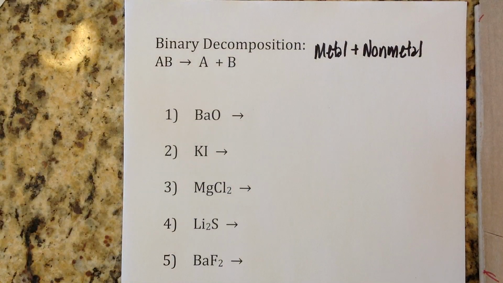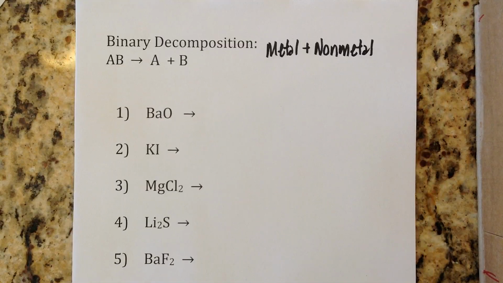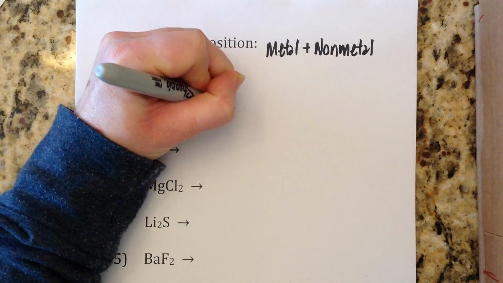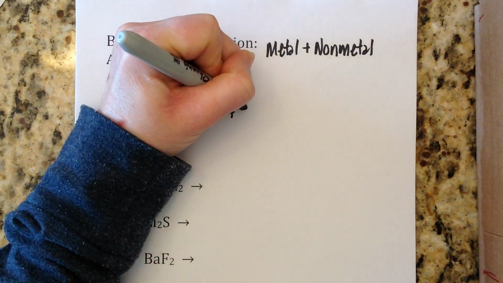Once we get to the polyatomics, we're going to handle those just a bit differently. So these are actually super easy because it's almost like you're just uncrisscrossing them. So think about the two things that make up barium oxide. You have barium, which is just a metal, and then you have oxygen.